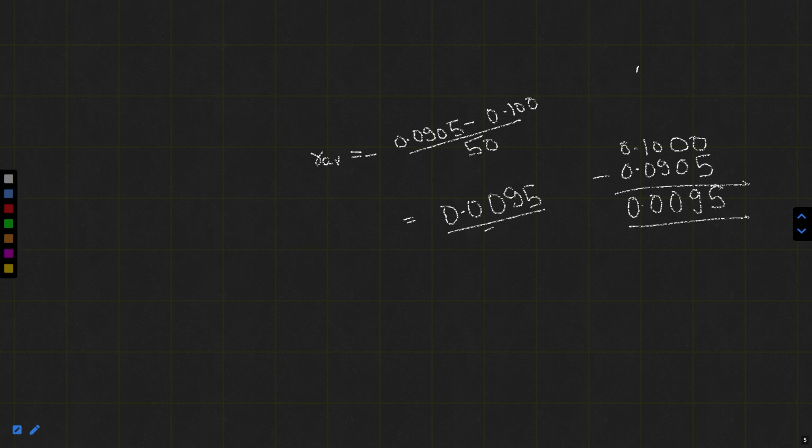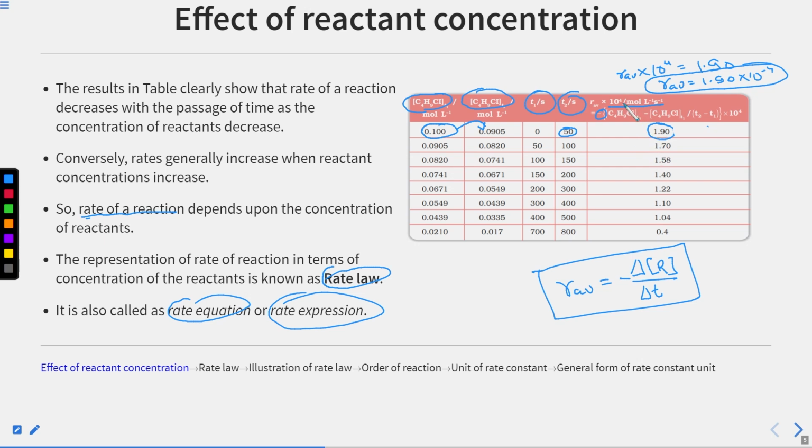And that is divided by 50. So if you just solve it, you will get 1.90 into 10 to the power minus 4. So it is simply calculated in this way. No rocket science. You just have to subtract the final concentration from the initial concentration with a negative sign. That would give you an overall positive sign for the average rate of reaction. The same thing is written here: we got 1.90 multiplied by 10 to the power minus 4.